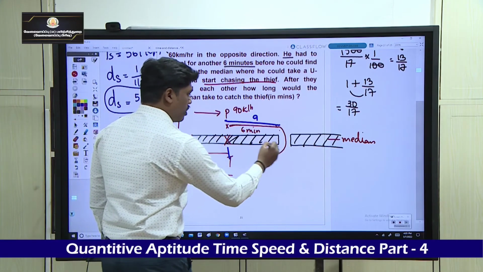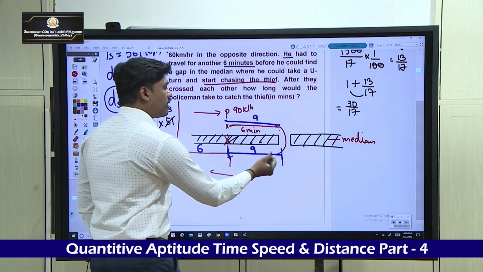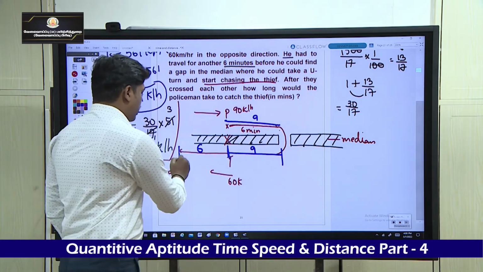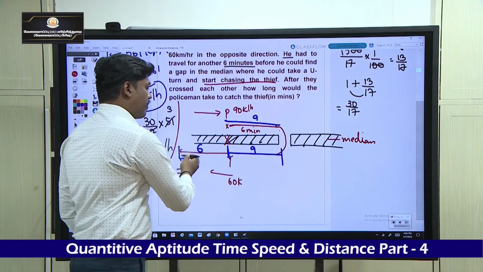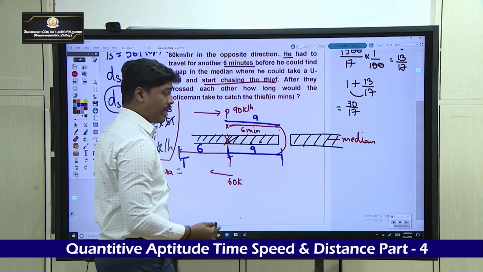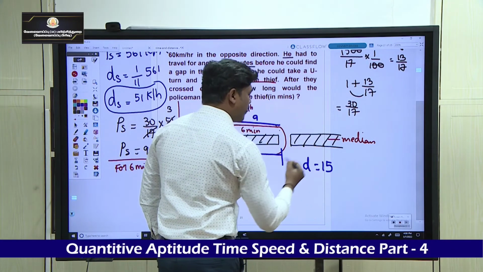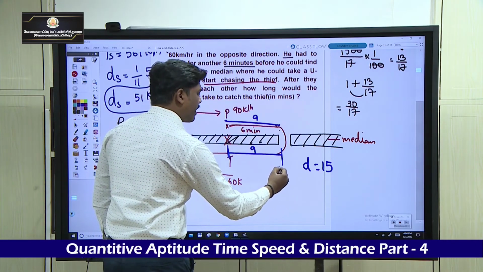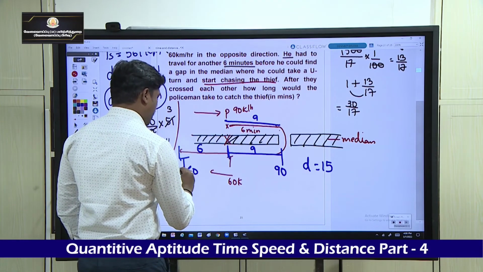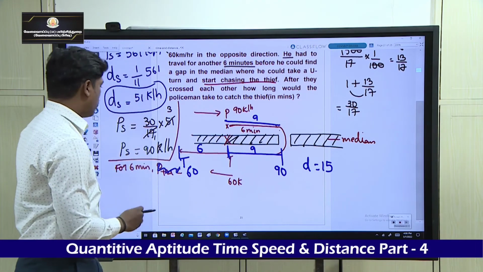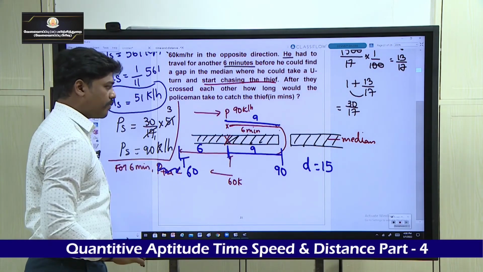Now look at the same distance would be here. The police is here, the thief is here. Now the distance between the police and thief is 9 plus 6, 15 km. So the distance between them is 15 km. Police moving at a speed of 90, thief moving at a speed of 60. So we need to find out at what time he catches him.